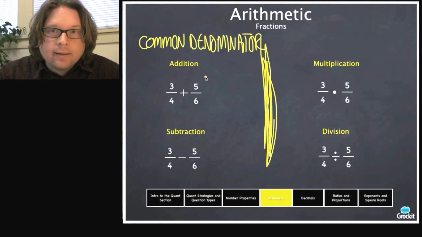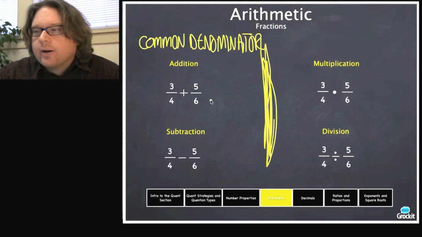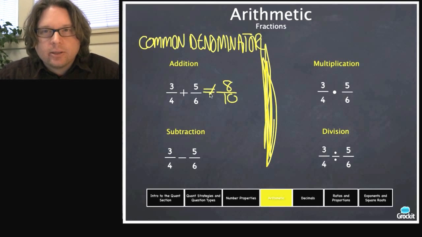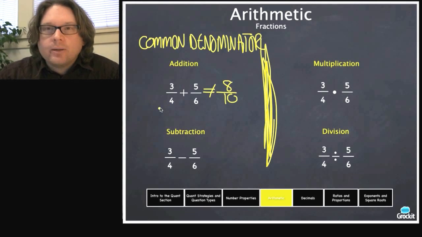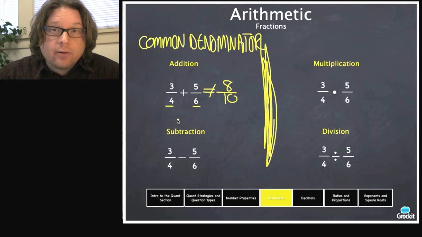It is naughty to just go adding across. So 3/4 plus 5/6 does not equal 8/10. If you do that, you will get every question wrong because that's not how it works. You need a common denominator, some multiple of both 4 and 6. When in doubt, you can just multiply 4 times 6 and turn this whole thing into 24ths. But if you can choose a smaller number, that's usually better.